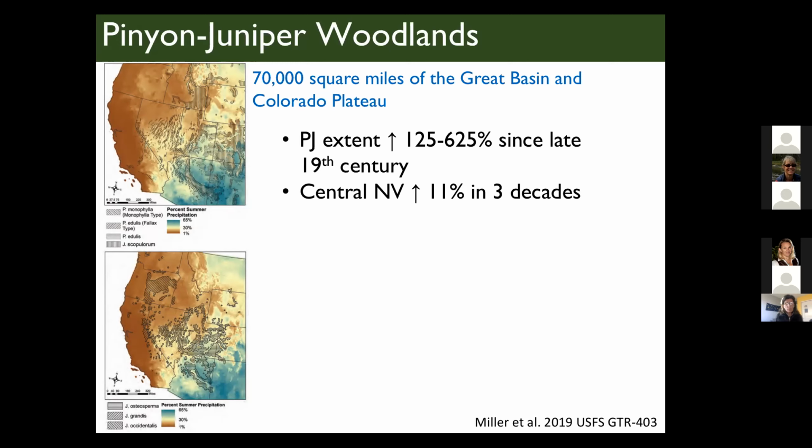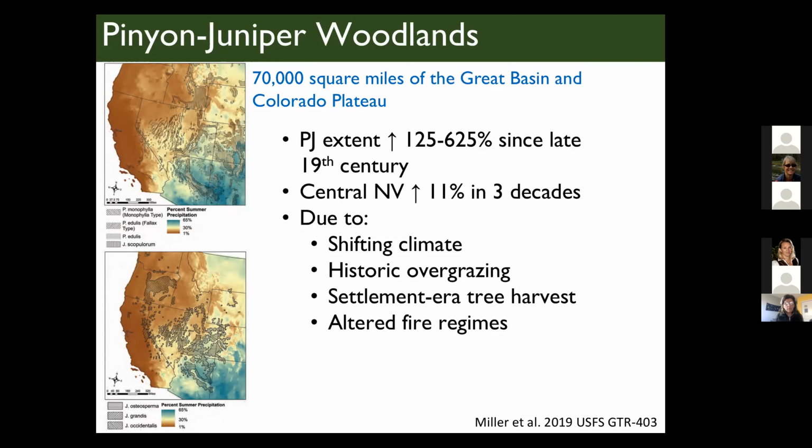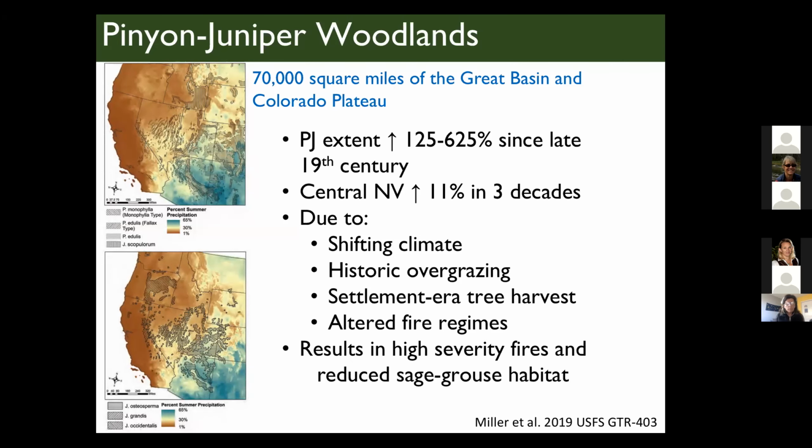So there are several proposed reasons for this increase in these woodlands. One is due to a shifting climate. Another is historic overgrazing. There's also been some settlement era tree harvesting where a lot of trees are removed and some may just be coming back from that removal. And then we also have altered fire regimes with fire suppression that have not kept those trees at bay. And the reason we're concerned about this is that these extended woodlands can result in high severity fires as well as reduced sage-grouse habitat.